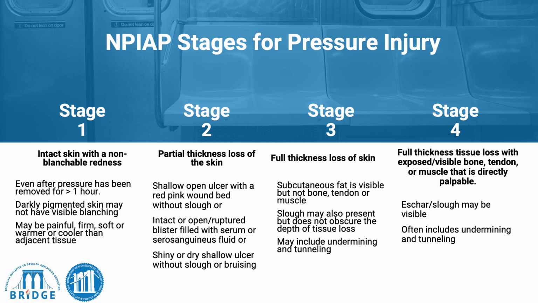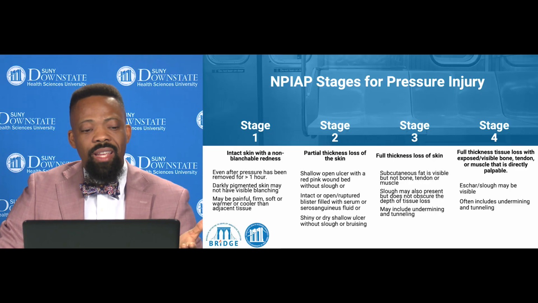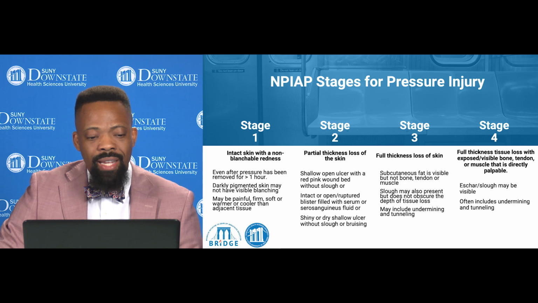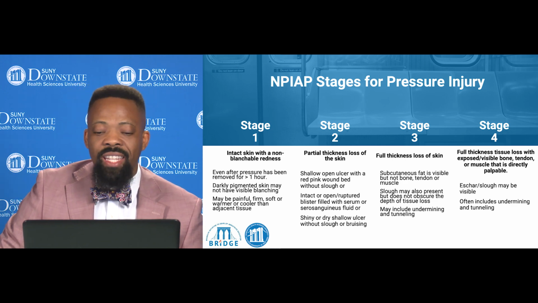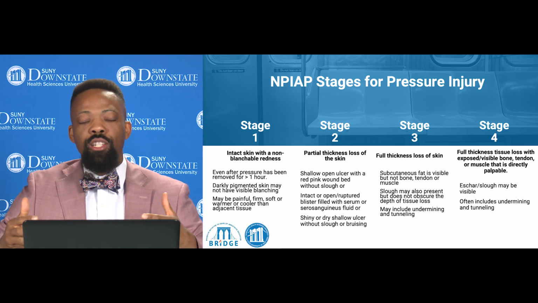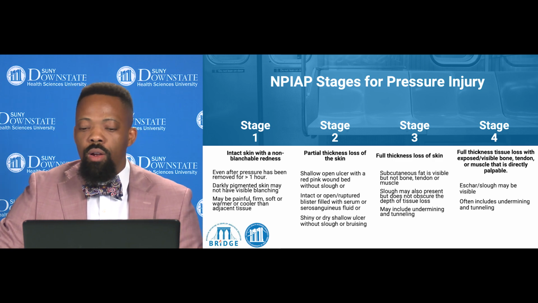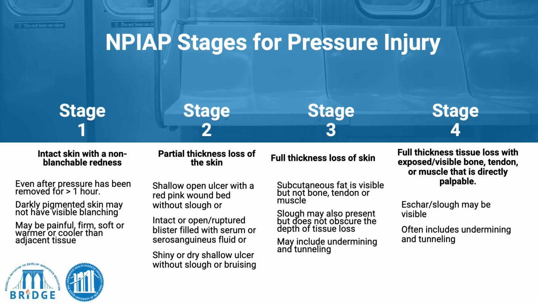So what are the stages of pressure-induced skin injury, or pressure injury? Generally speaking, there are 4 stages. The first stage is stage 1, which is characterized by intact skin with a non-blanchable redness. Stage 2 is characterized by partial thickness loss of the skin. Stage 3, full thickness loss of the skin. And stage 4, full thickness tissue loss with exposed or visible bone, tendon, or muscle that can be directly appreciated or directly palpable.